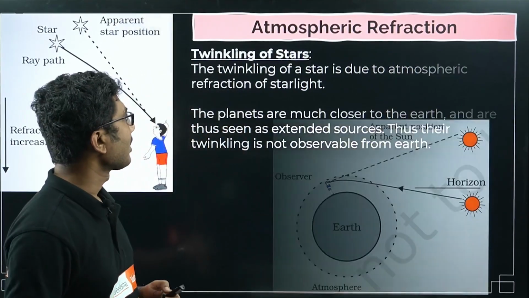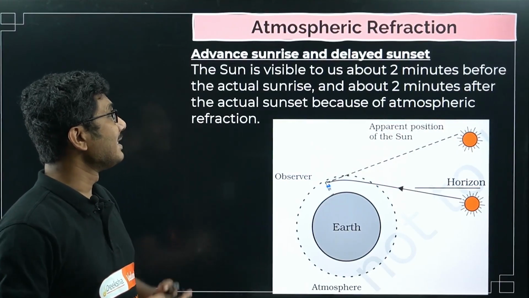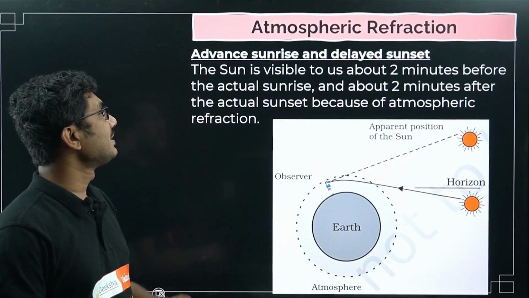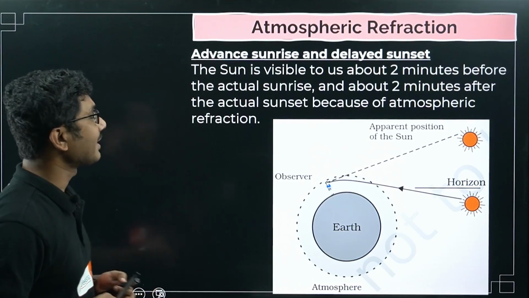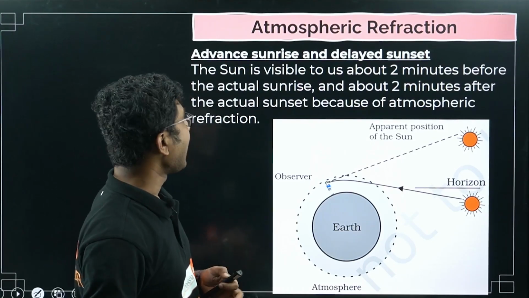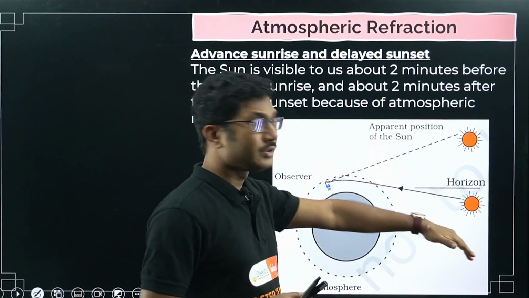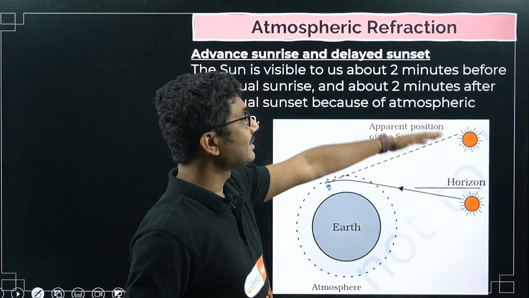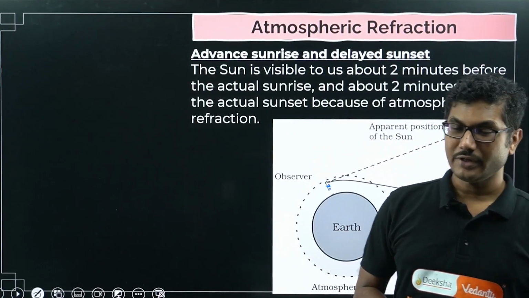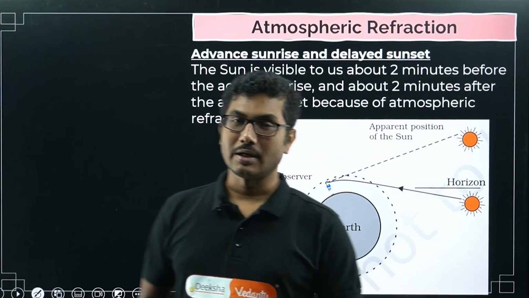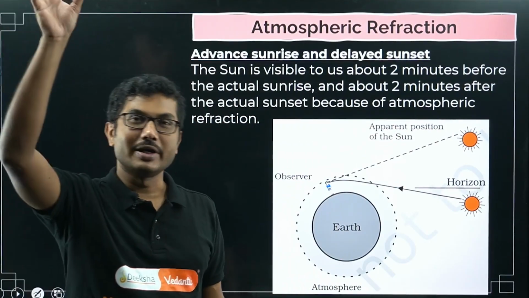Okay, next is atmospheric refraction. The sun is visible to us about 2 minutes before actual sunrise and about 2 minutes after the actual sunset, because of the atmospheric refraction. Even if the sun has gone down the horizon, we can see the sun in the sky because of the atmospheric refraction. If you are sitting in a mountain place, you see that the sun is going down. Actually, the sun has already gone down.